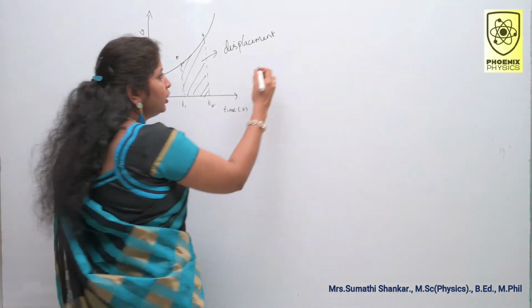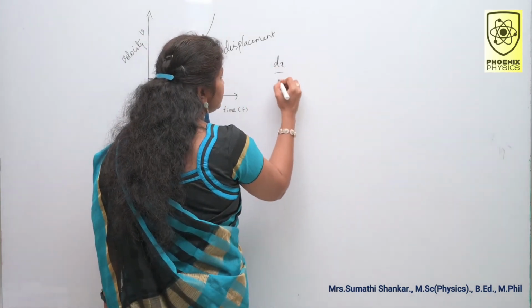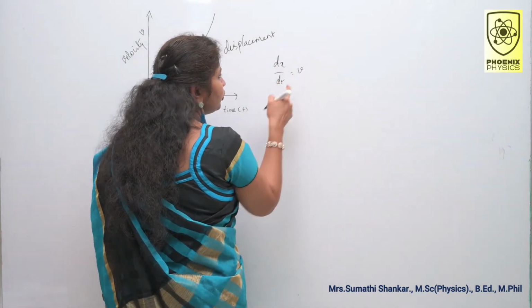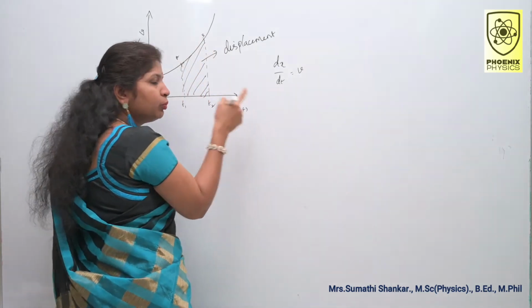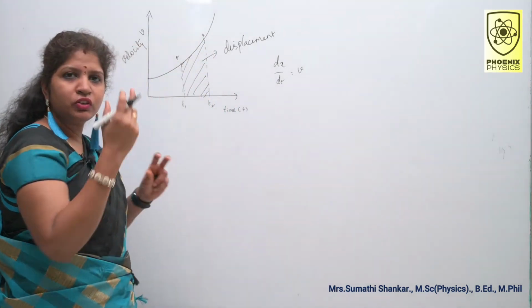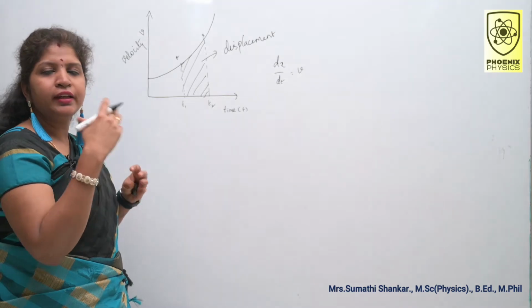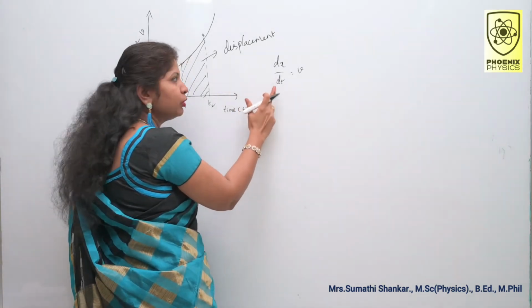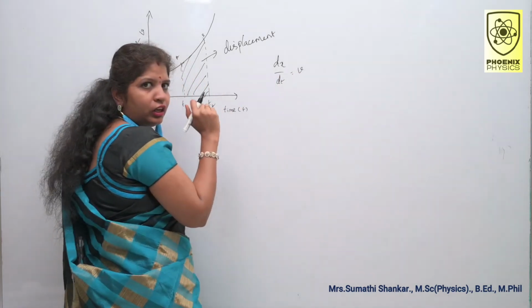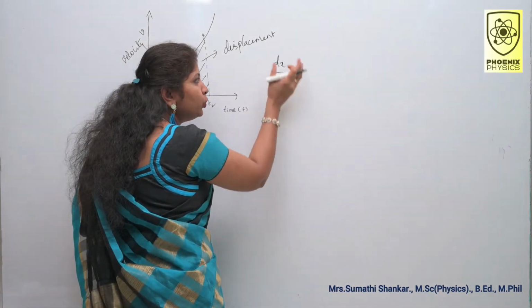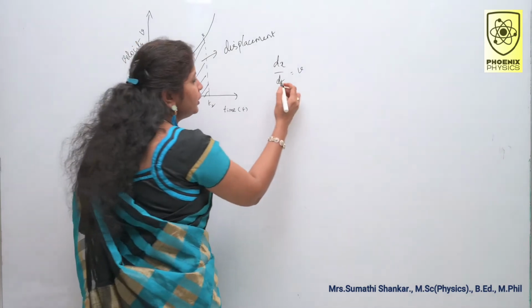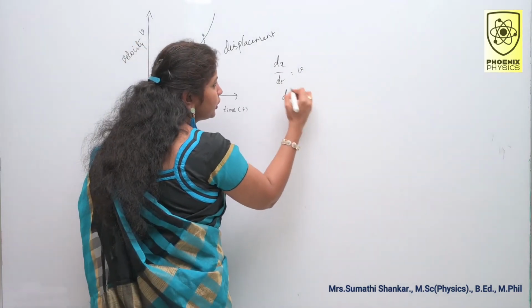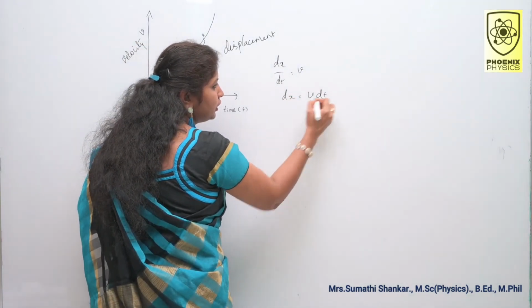You know the formula, dx by dt is equal to V. How do you get the relation? If you plot position versus time, you can easily calculate the slope. Dx by dt is our slope, which is equal to V. We are going to integrate this. Just write dx is equal to V dt.